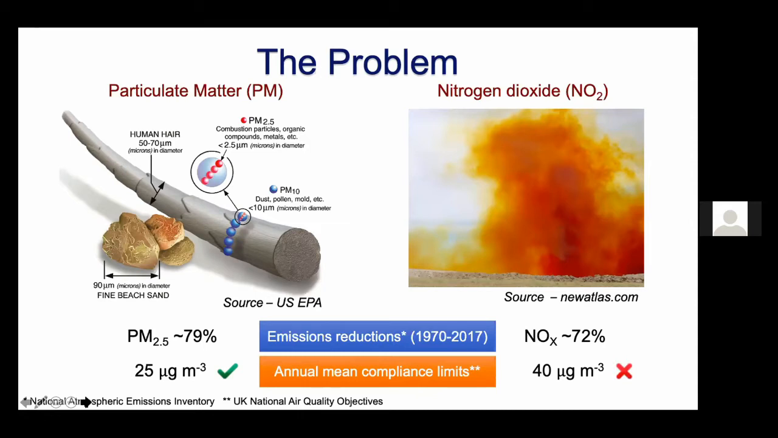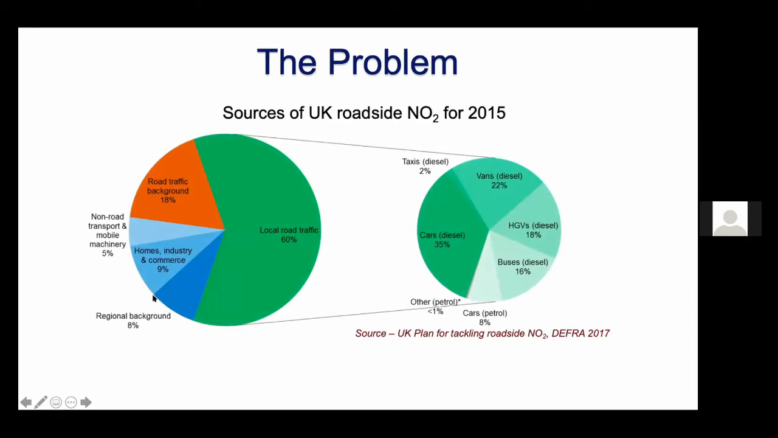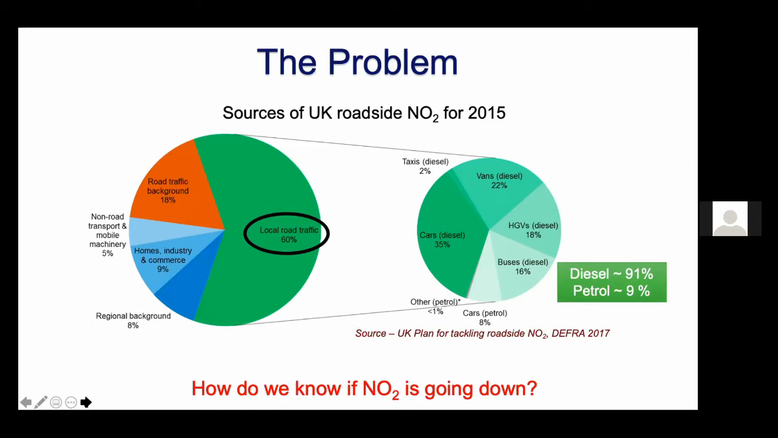Now, where is this nitrogen dioxide coming from? Here I present pie charts from the UK's plan to tackle roadside nitrogen dioxide, showing different sources like road traffic and background. We can see that the dominant source is road traffic, contributing 60%. On the right pie chart, we see the different sources contributing to local road traffic, where 90% of it is coming from diesel vehicles.